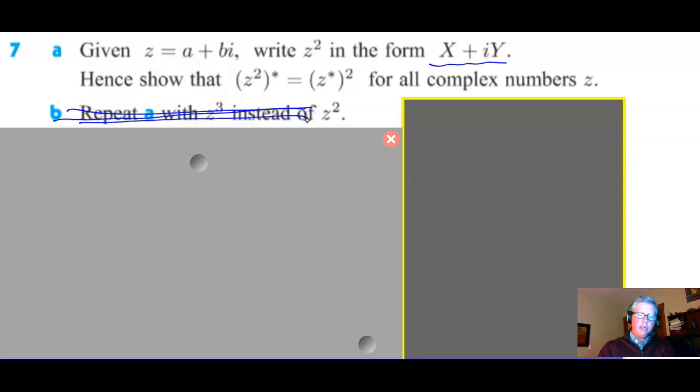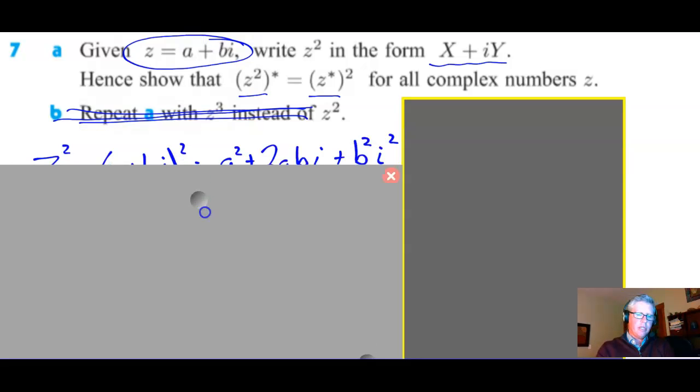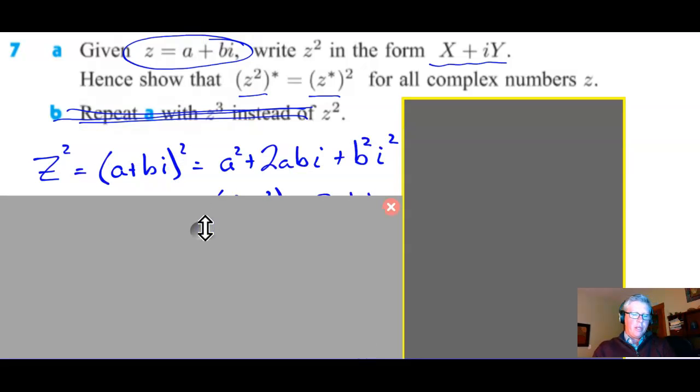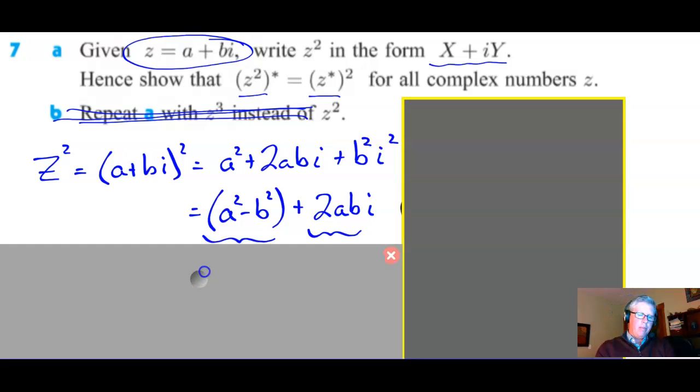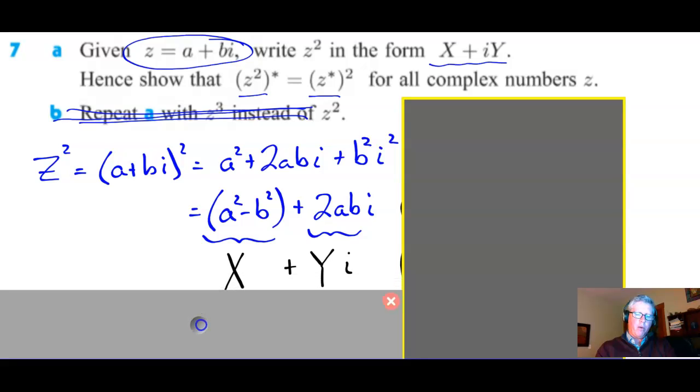So to get you started, we're just trying to show that this equals this. They do a nice thing and tell you, hey, start with this. So I did the first side, z squared, get something, and then find the complex conjugate of that. I think we've talked about this. A plus bi quantity squared is equal to that. Get used to it. It's going to happen a lot. That's my X and that's my Y.